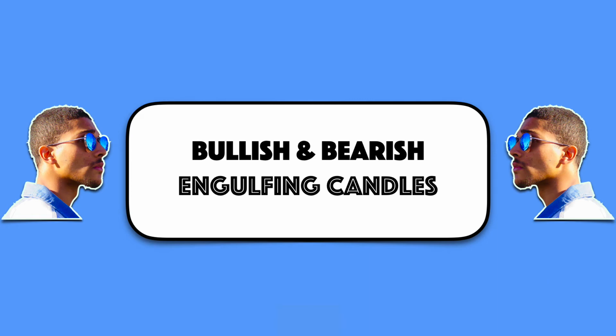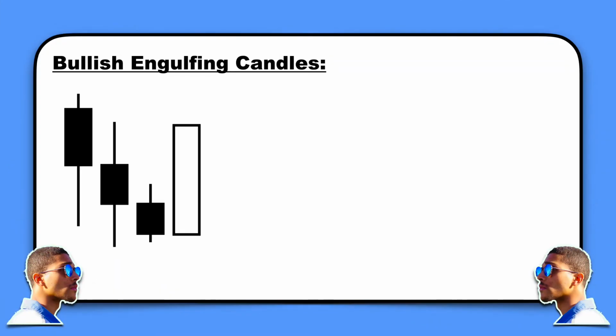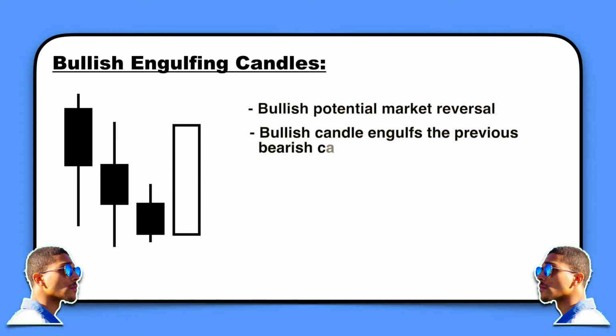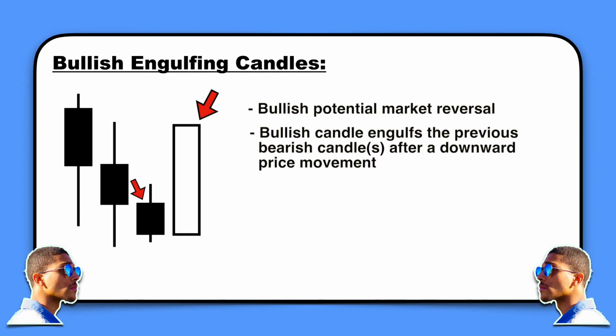Firstly, let's look at bullish and bearish engulfing candles, which I personally feel are the easiest to recognize and trade. The bullish engulfing candle is a bullish potential market reversal. It is a candlestick formation where a bullish candle engulfs the previous bearish candle or candles after a downward price movement. The closing price of the bullish engulfing candle must be higher than the opening of the previous bearish candle or candles. Bullish engulfing candles provide you with a possible buy entry into the market.